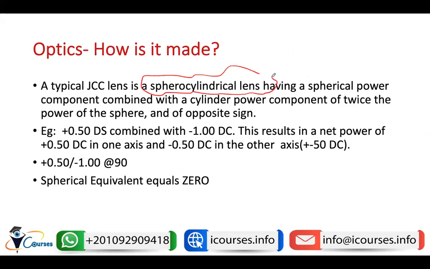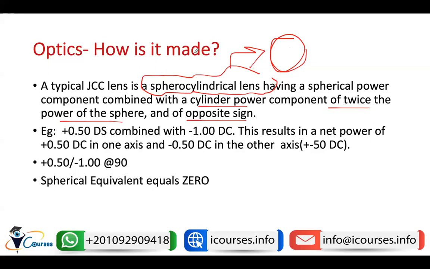As we mentioned, the principle of the Jackson cross cylinder is that it is a spherocylindrical lens with a spherical equivalent of 0. We know that the spherical equivalent is the sphere plus half the cylinder. So how could a spherocylindrical lens have a spherical equivalent of 0? This is by having the cylindrical power twice the power of the sphere and of opposite sign. If we combine a spherocylindrical lens that has a cylindrical power of twice the power and opposite sign, the spherical equivalent will be 0.